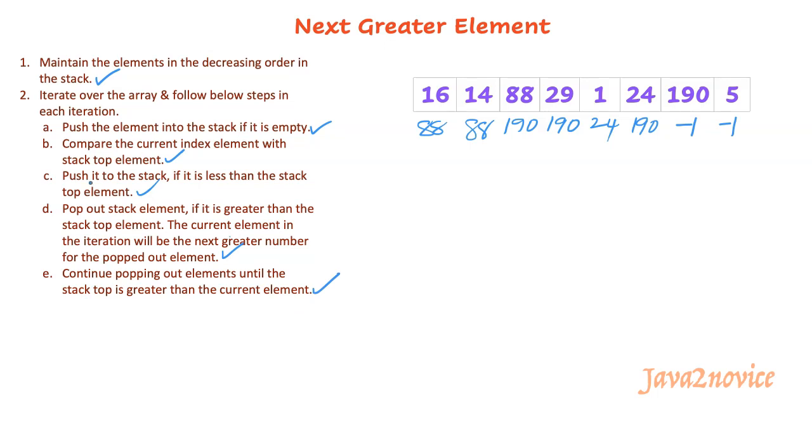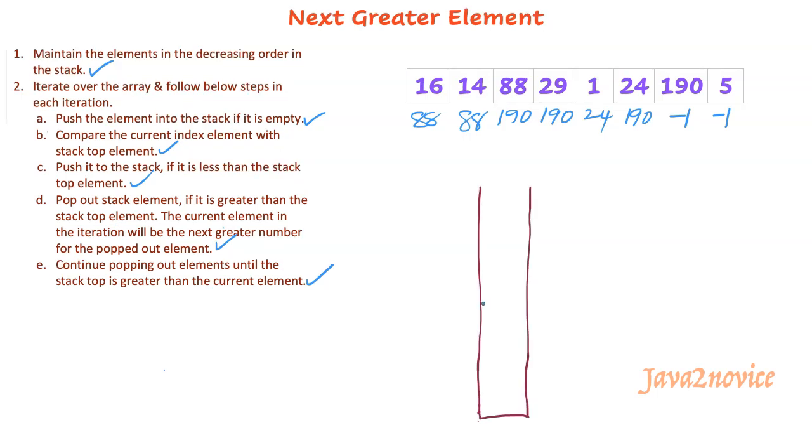This is our algorithm. Let's apply this algorithm on this array. Here is our stack. Remember that we need to maintain elements in decreasing order in the stack. In the first iteration, the number is 16. Since the stack is empty, push it to the stack. In the next iteration, the number is 14. We will compare it with the stack top. 14 is less than 16. We will push it to the stack.